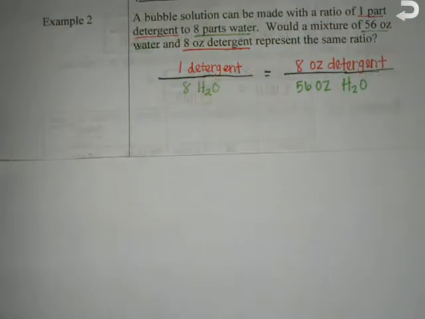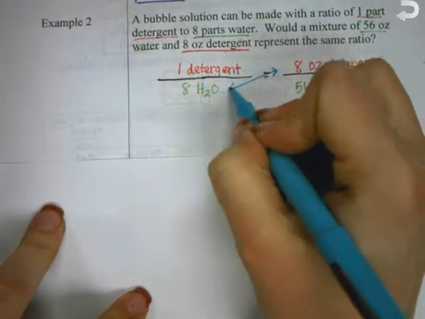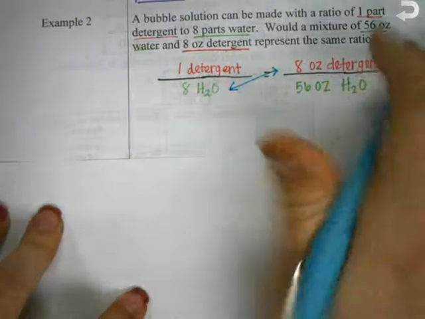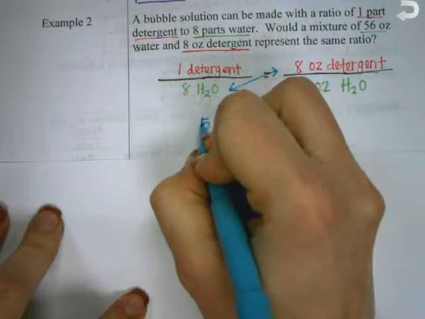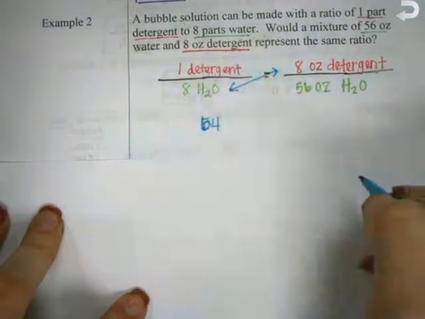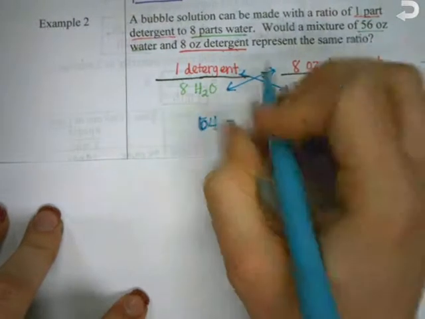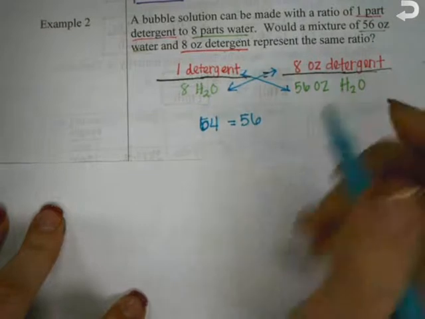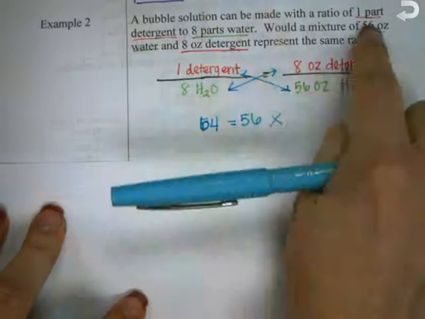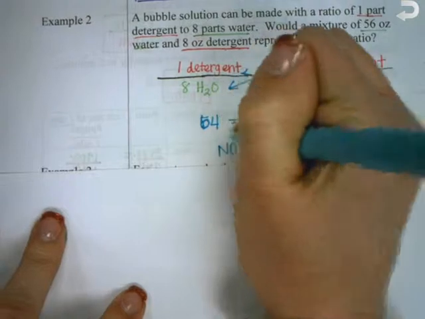So let's multiply. I'm going to do cross products. 8 times 8 gives me 64. Equals 1 times 56, 56. Is this a true statement? No. So would this mixture represent the same ratio? No. So we just have to write no. And that's our answer.